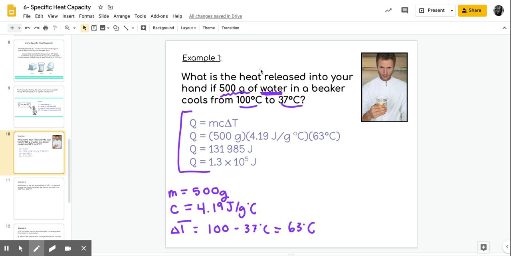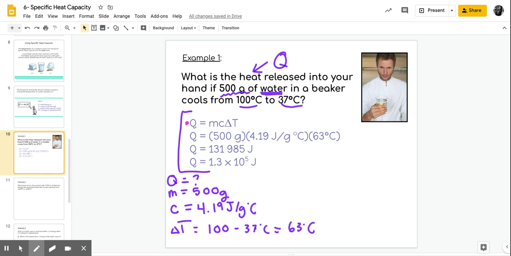It says, what is the heat? So this means I'm looking for Q. So Q is my question mark. That is what I'm solving for. So now we get to do the math behind it. So I always write my formula in physics. So there's my formula, step 1.